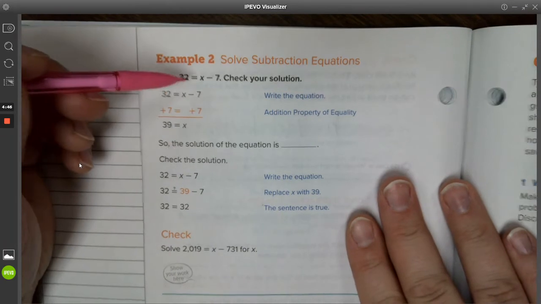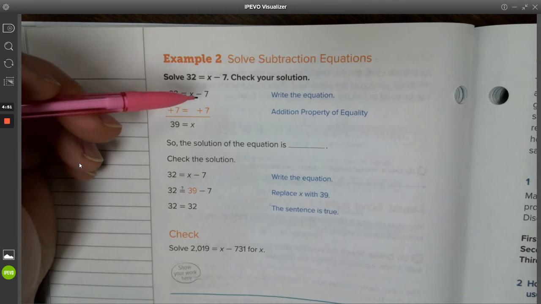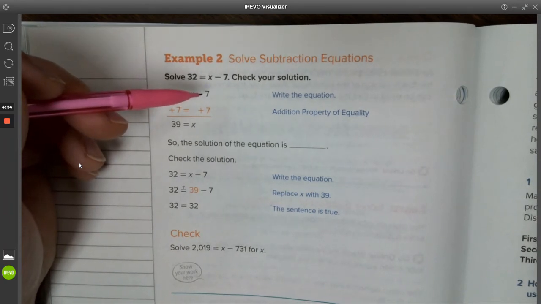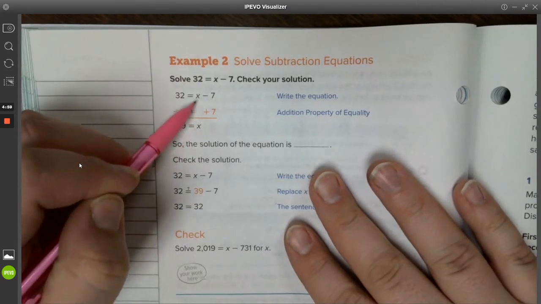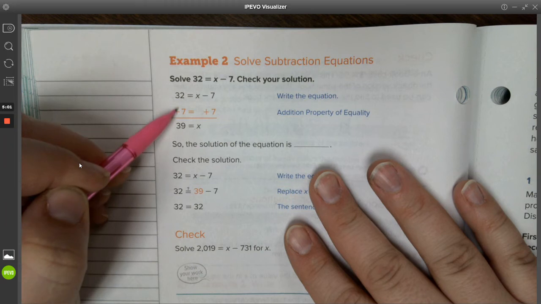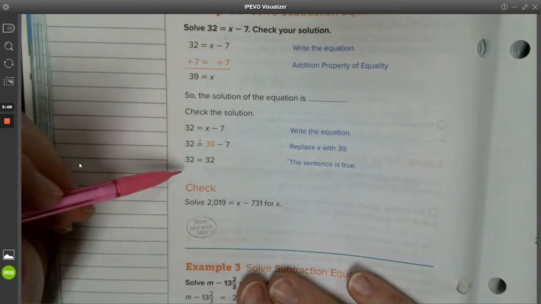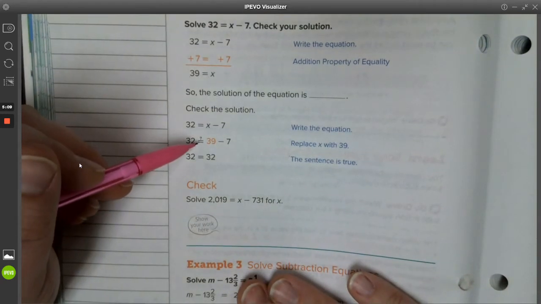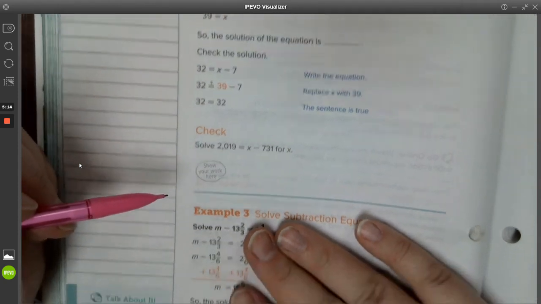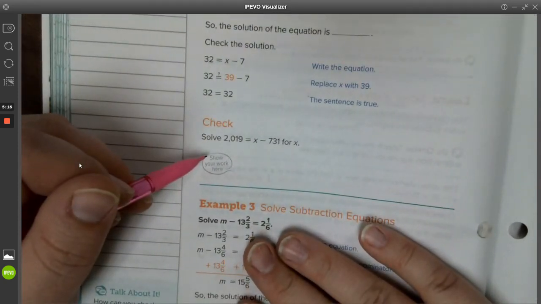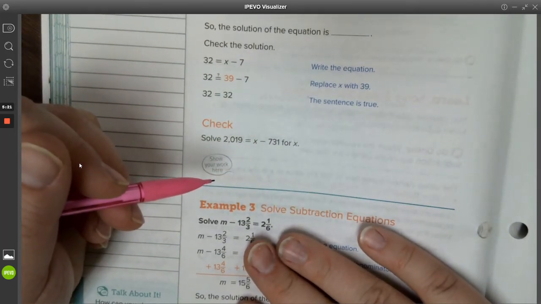Now, here we have 32 equals x minus 7. So once again, remember we add the constant that's on the variable side to get the variable by itself. If I add over here, I have to add over here. When I'm adding 7, I would get 39 equals x. We can then check our solution by plugging in the number back in for the variable. So does it work? Yes. We're going to do the same kind of problem here. So remember, you can pause here and try it on your own and then resume.